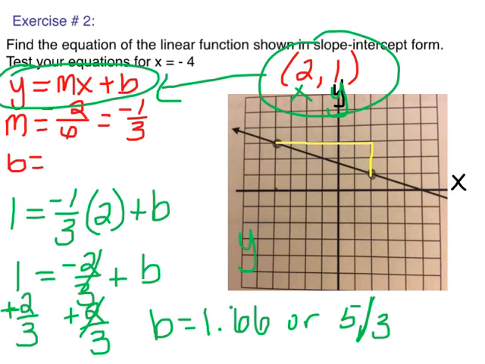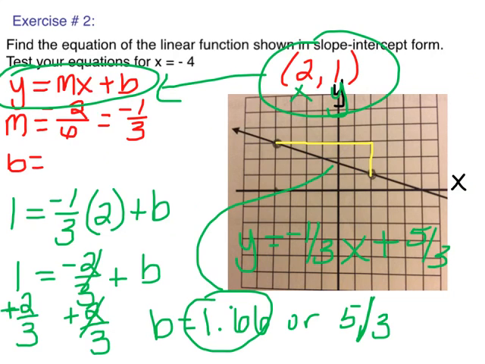It'd be y equals my slope of negative 1/3 x plus 5/3, or 1.66. Now, is 1.66 right here? Yep, it's a little bit above 1, but not quite at 2.